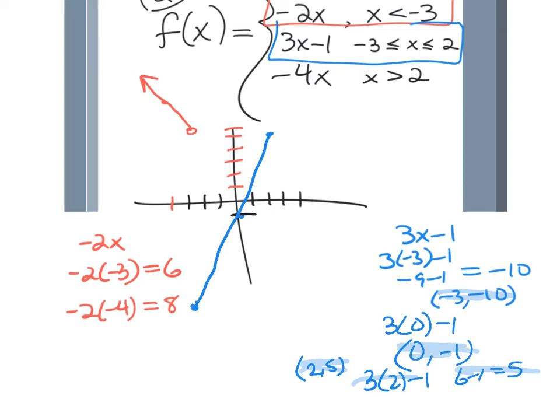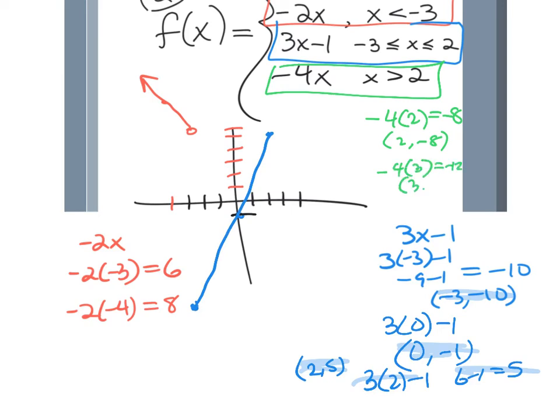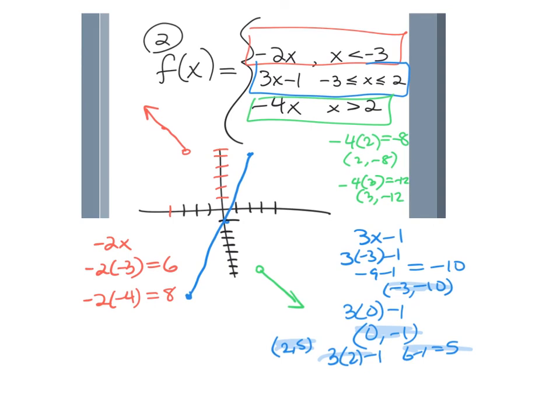And then the last piece, I'm going to plug in 2. I get -8, so I'm going to graph the ordered pair 2, -8. Then let me just pick another number that's bigger than 2. I could plug in 3 and get -12. So 3, -12. So for this one, I'm going to graph 2, -8. So 2, 3, 4, 5, 6, 7, 8. So 2, -8 could be right here. And this is an open circle. And then 3, -12, it's going to be down here. So this would be this piecewise function.